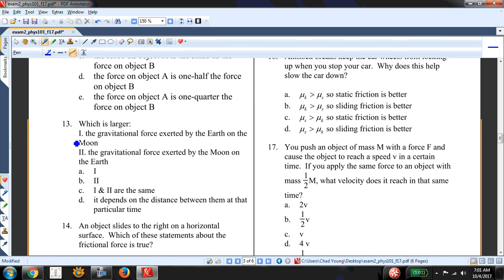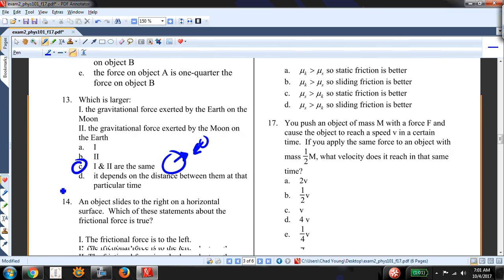Which is larger, the gravitational force exerted by the moon on the Earth, or the Earth on the moon? Because of Newton's third law and Newton's universal law of gravitation, both of these are the same. So 1 and 2 are the same.